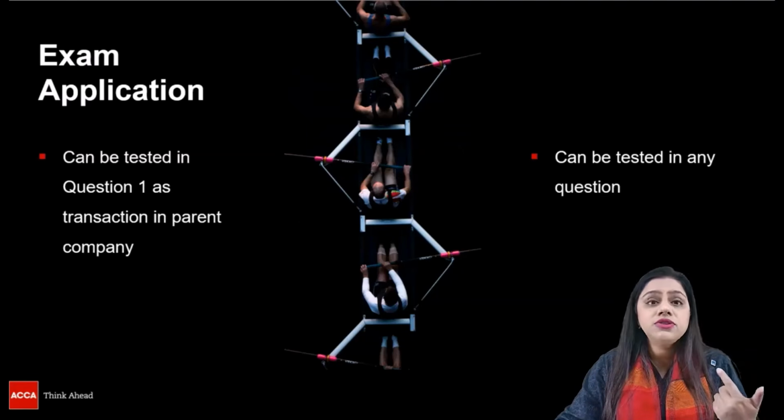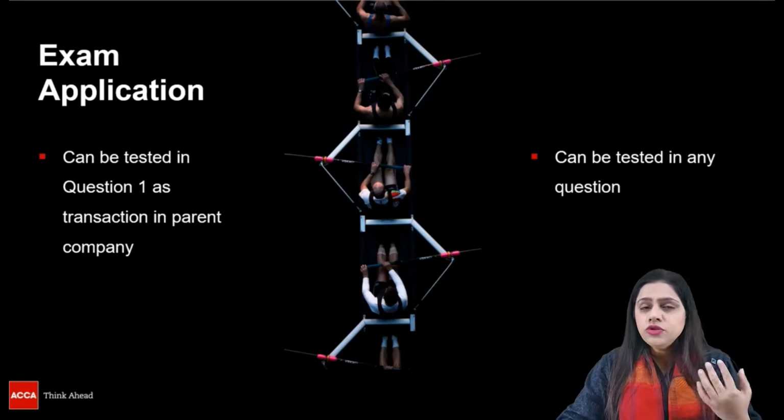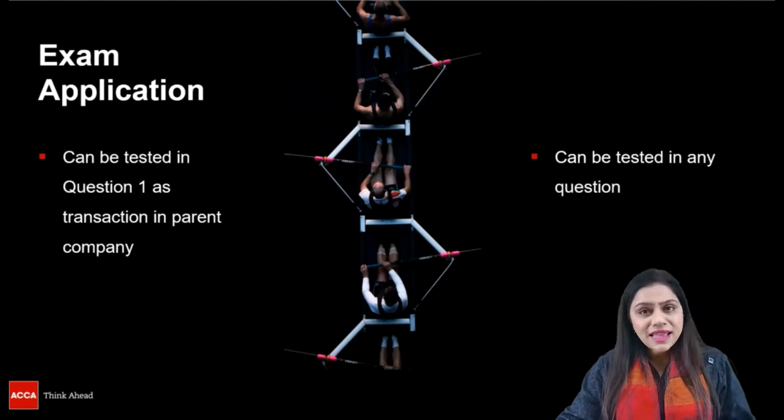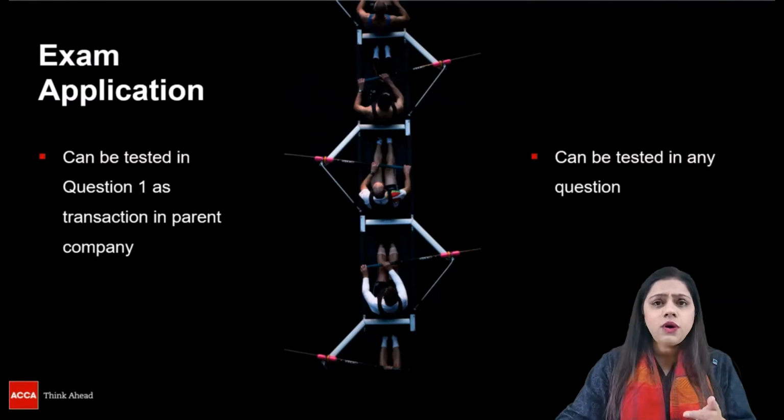So it can be a part of ethics. It can be a part of your stakeholder analysis where you have to tell the shareholders that yes, these shares are being issued and we didn't offer them first to you. What was the reason for it?